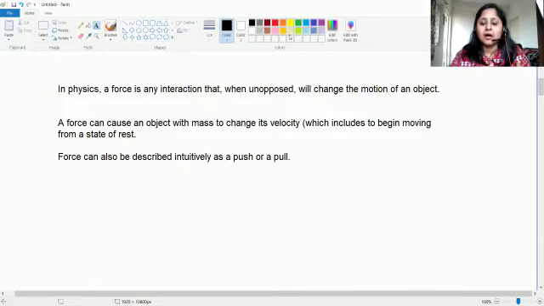So if you are not good at definitions, go for the keywords. Let's say this is the keyword: push or pull. Now I'm not telling you that you have to learn the exact wording. No, not like that. Force is a push or pull. That will do perfectly fine.